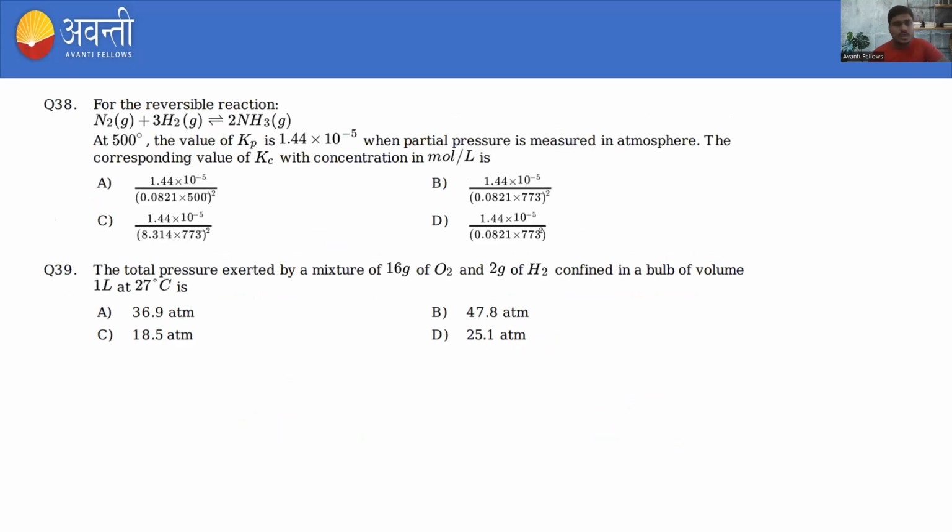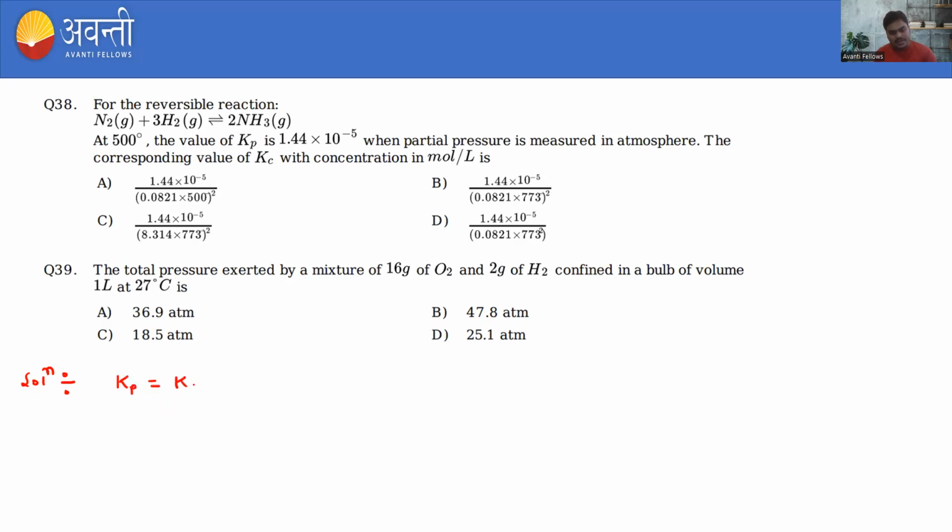Now, in this question, for the reversible reaction we have been given an equation, and you have to calculate Kc for this reaction. So let's see how you will calculate this. We have an equation like N2 plus 3H2 is equal to 2NH3. The value of Kp is already given and you have to find Kc. So we need the relation between Kp and Kc. Can anyone tell me the relation between Kp and Kc?